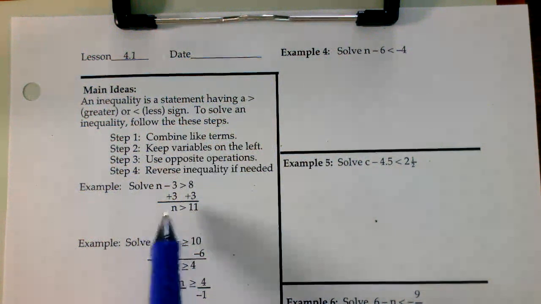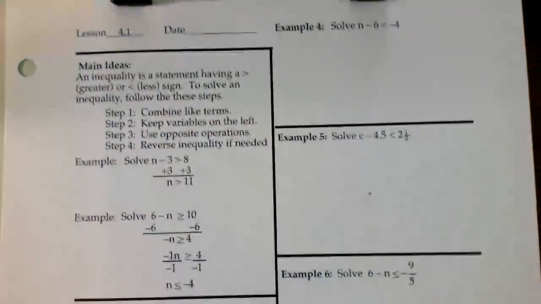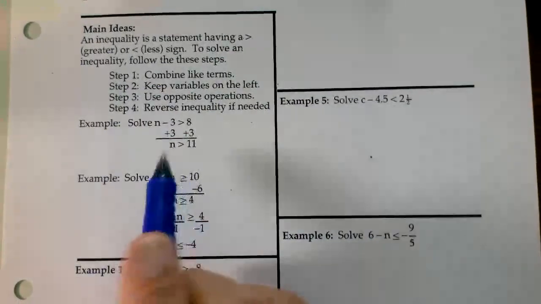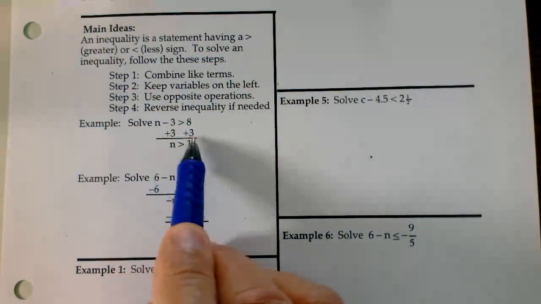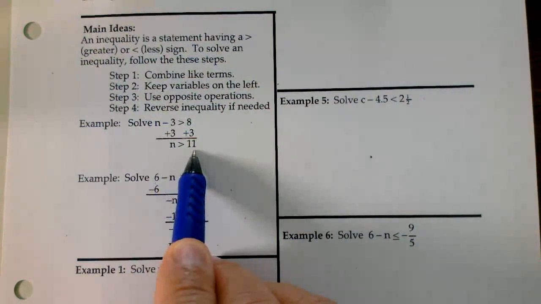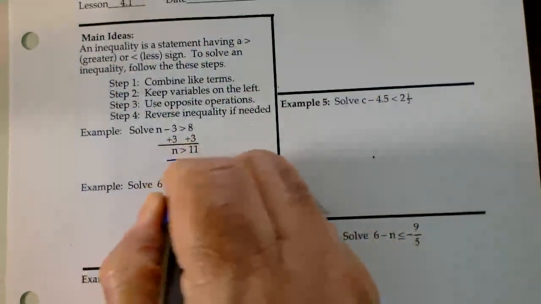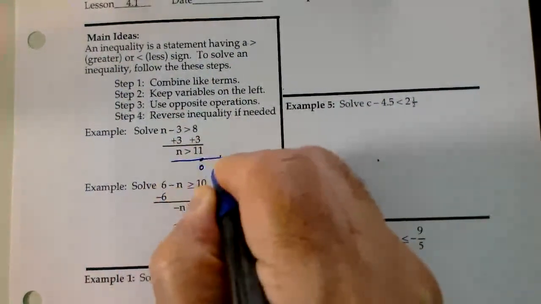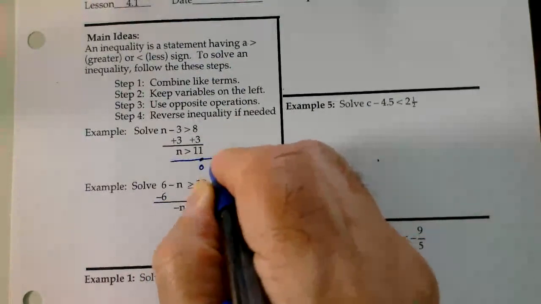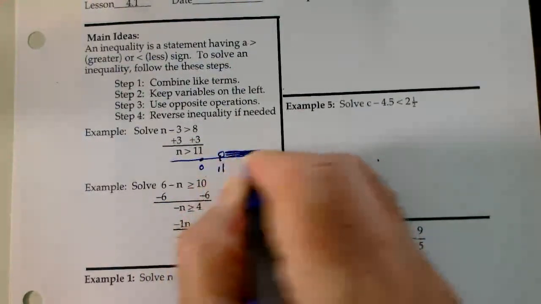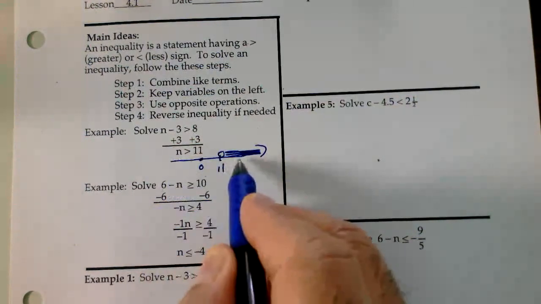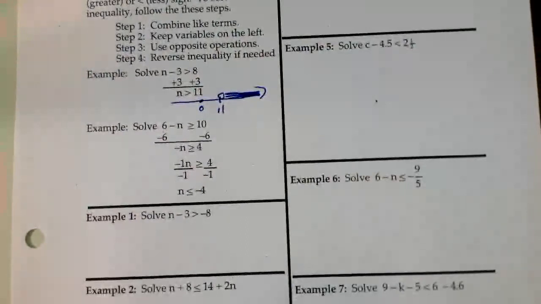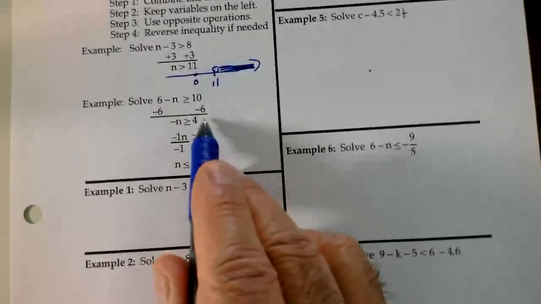Now, let's take a look at the first example. Like an equation, you do the same thing. You do opposites. If you want to get the n by itself, you add 3 and you are here. N is greater than 11. If you can imagine a number line like this, here's 0, here's 11. Everything beyond 11 is an answer. And this is why you want to keep it on the left, the variable that is, so that it matches your number line. Now here I just did a subtraction here.